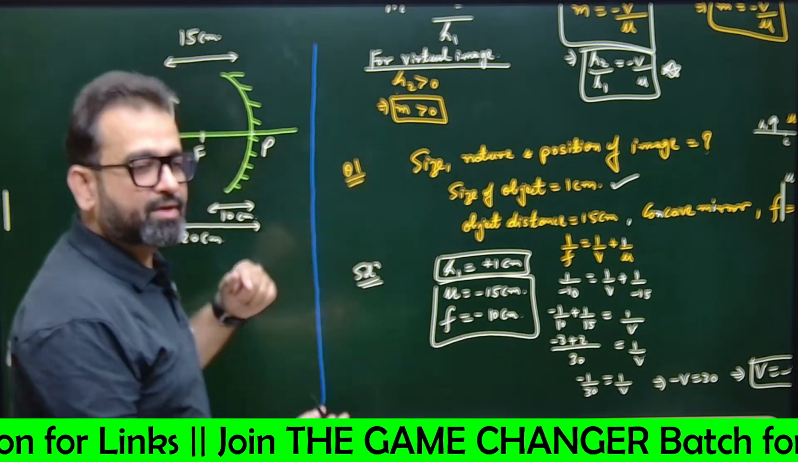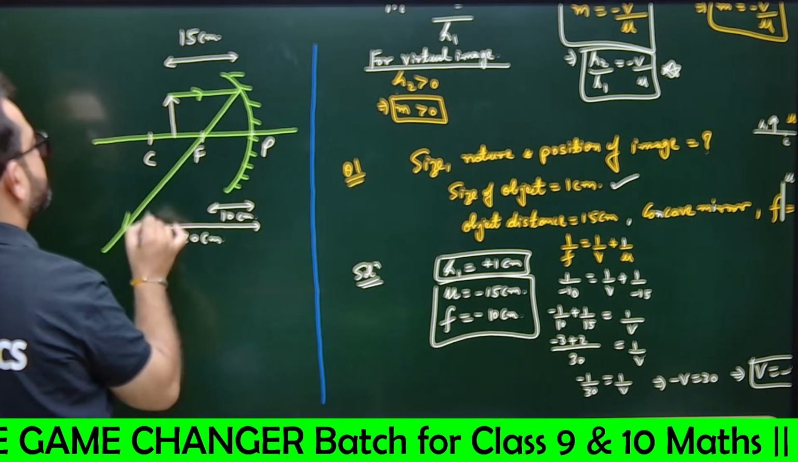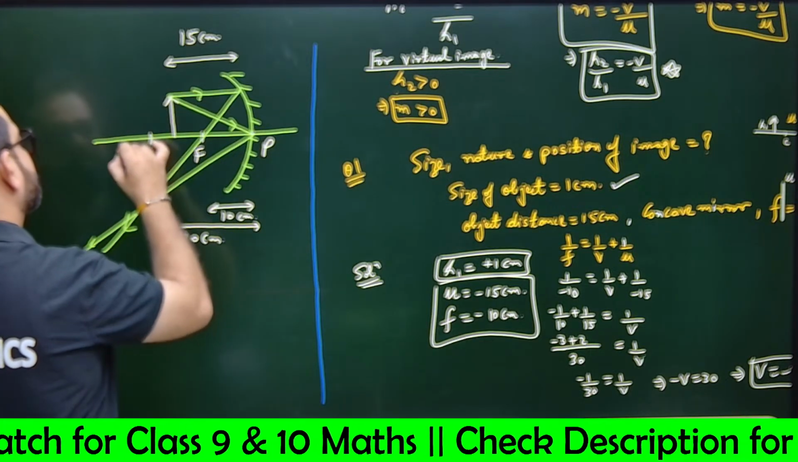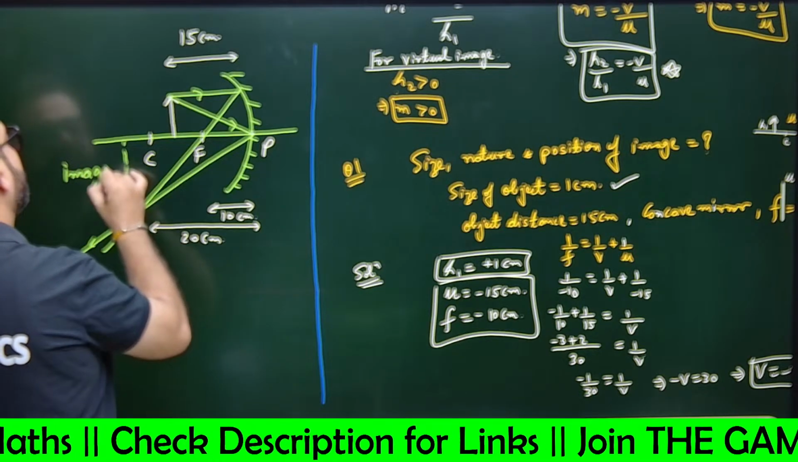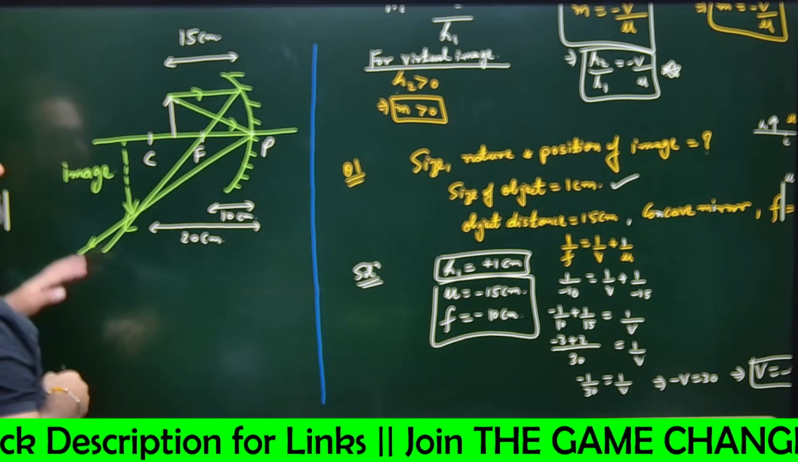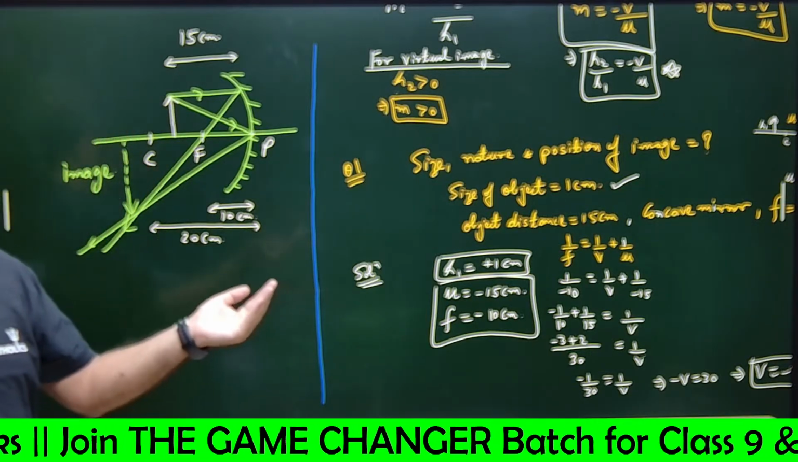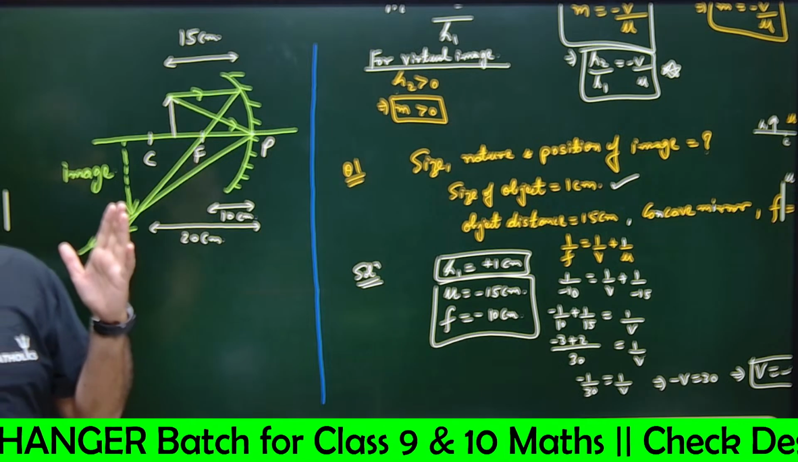You know the case? In the case, the ray goes like this, parallel, goes through focus, and towards the pole it goes like this, right? So this is the image, right? So we know if we calculate, V is going to be more than 20. Obviously it will be negative. It shows that the image is on the left side of the mirror. That's it. Nothing else it is showing, right?